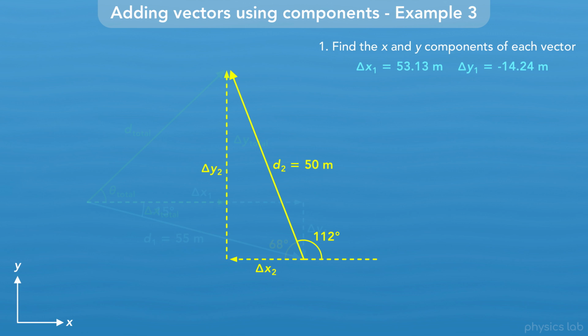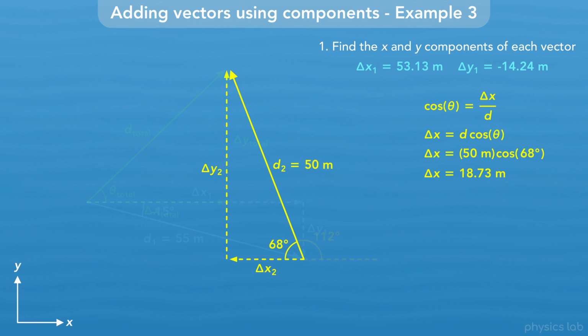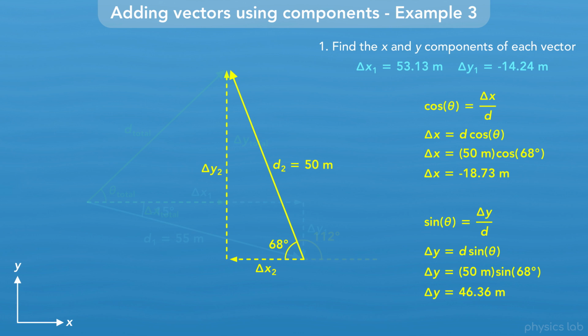This vector has an angle of 112 degrees, and the reference angle is 68 degrees. Let's use the 68 degrees first. The x component would be 50 meters times the cosine of 68 degrees, which is 18.73 meters. But the x component is pointing in the negative x direction, so delta x would be negative 18.73 meters. The y component is 50 meters times the sine of 68 degrees, which is 46.36 meters. That stays positive because the y component is pointing in the positive y direction.